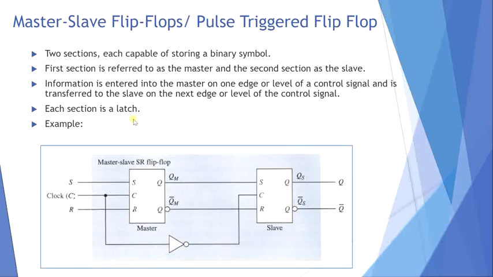So let me explain this with an example of a master-slave SR flip-flop. Here, this is an SR latch, this is another SR latch, and this will be called a gated SR latch, if you can recall, because we make use of an enable or a clock pin. That is why I can call this a gated SR latch. This is another gated SR latch.